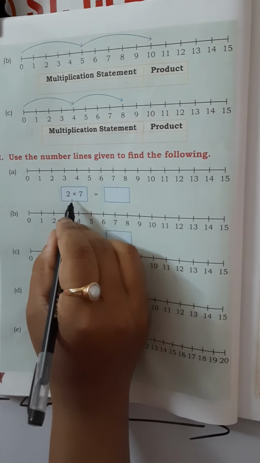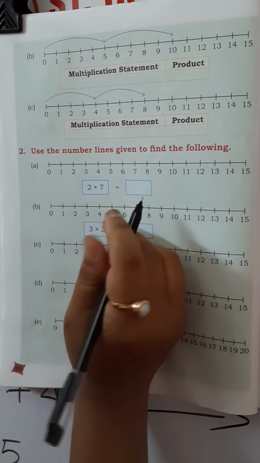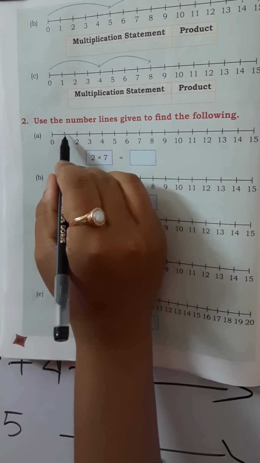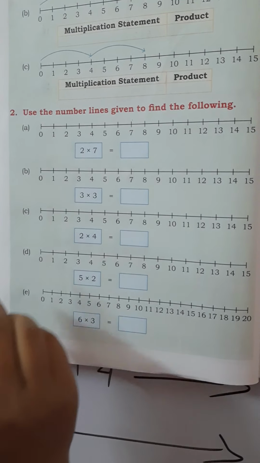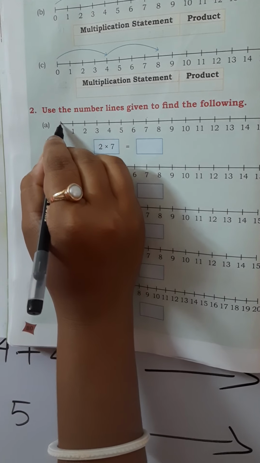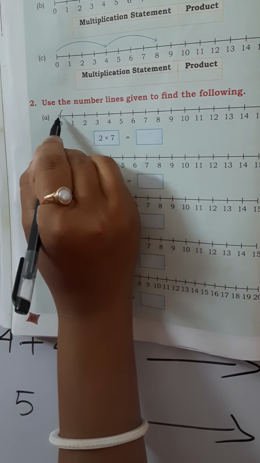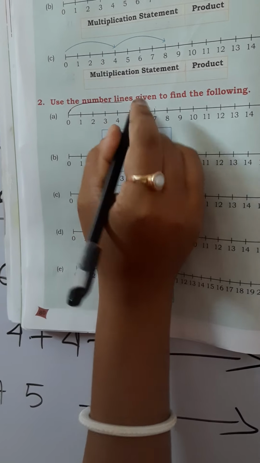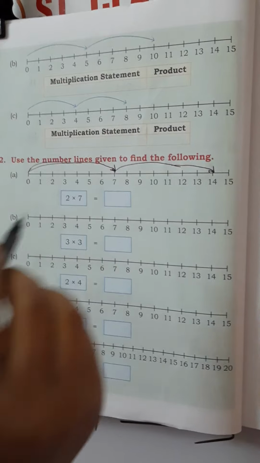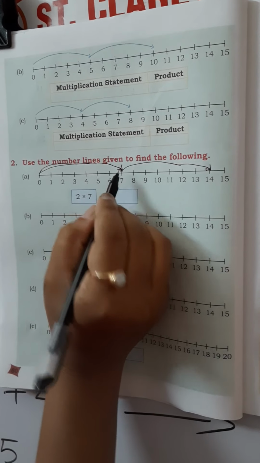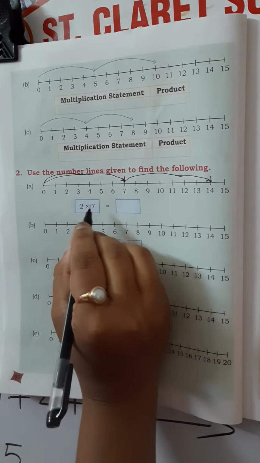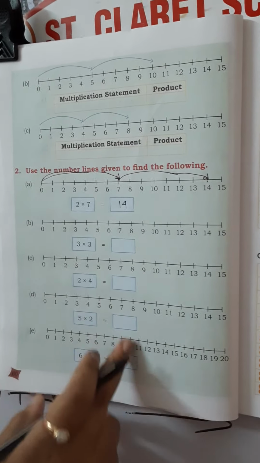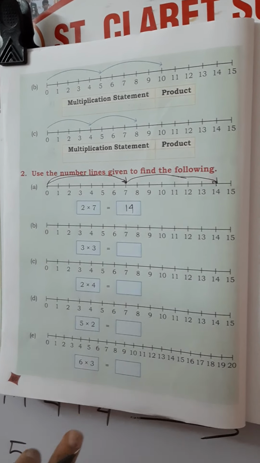So we have to write here which number comes after doing the multiplication 2 into 7, and we have to use the table. Okay, so from 0 we have to jump from 0 to 7 and 7 to 14. So 2 sevens are 14. The rest of the numbers you do in your book and your copy.